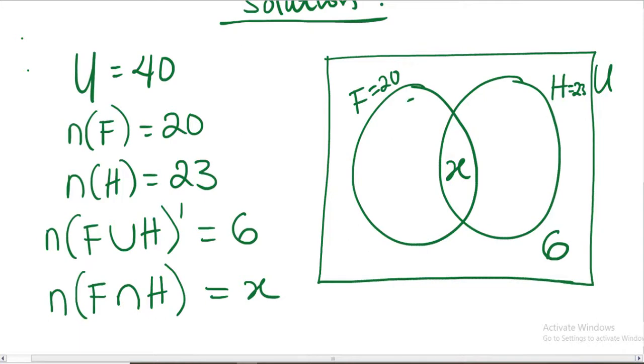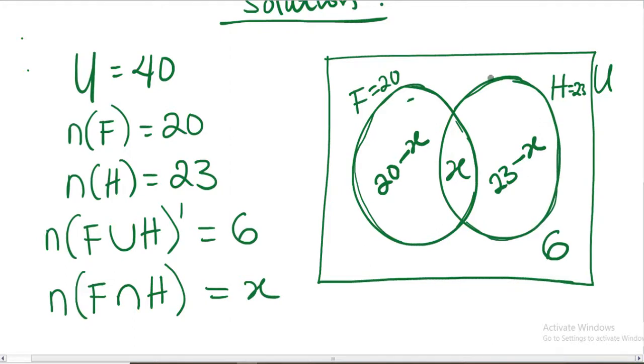Those who studied only French can be said to be 20 minus x, because if you look at the region of French, this region, it encompasses those who studied only French and those who studied French and history. So for those who studied only French, we said it is 20 minus x, while those who studied only history can be said to be 23 minus x, because the region of French is also in this bracket.